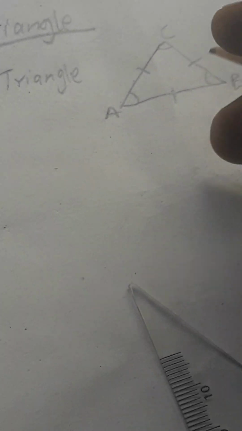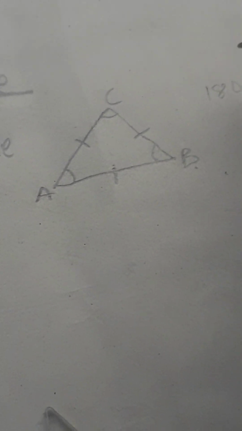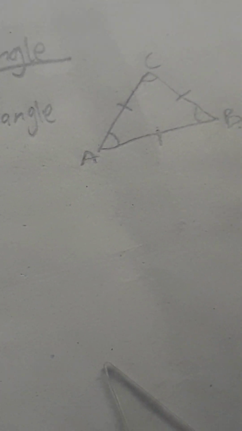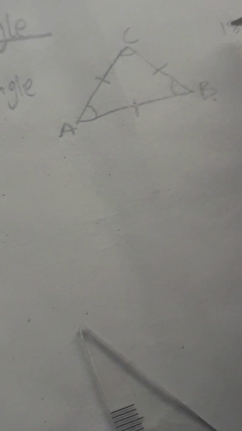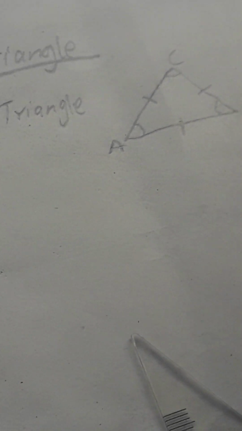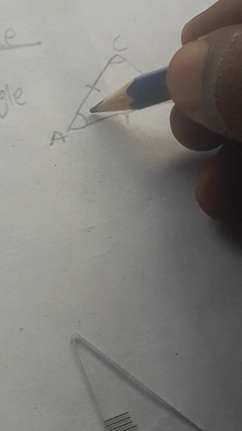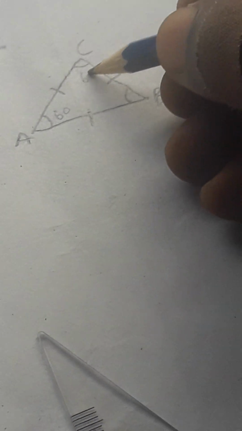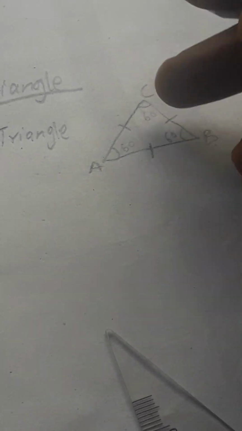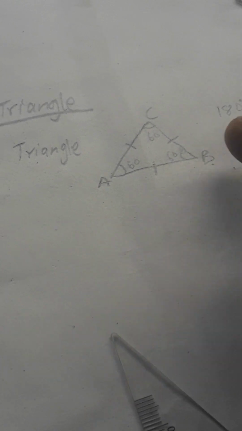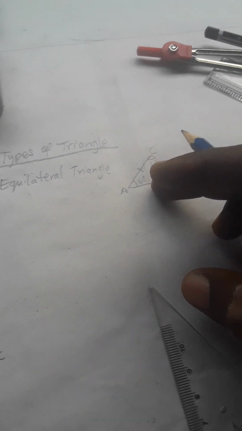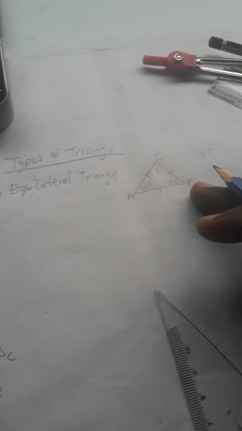And remember I told you that the total sum of angles in a triangle is 180 degrees. So what it means is that if you divide 180 degrees equally into three parts, each angle here is 60 degrees. That's why it is called an equilateral triangle. So all the angles are equal. All the angles in an equilateral triangle are equal, where each angle is what? 60.